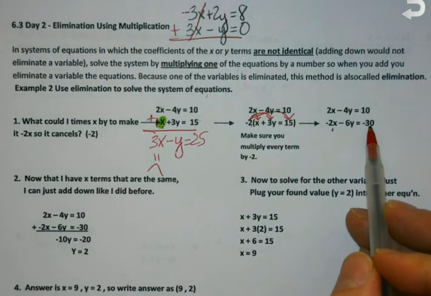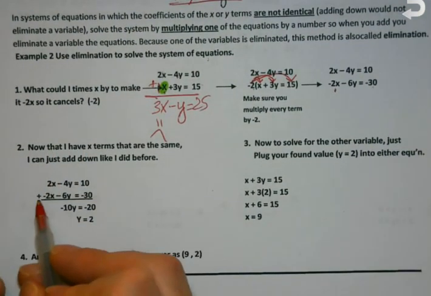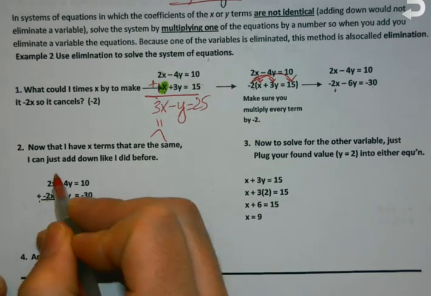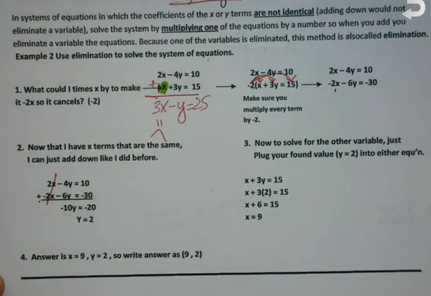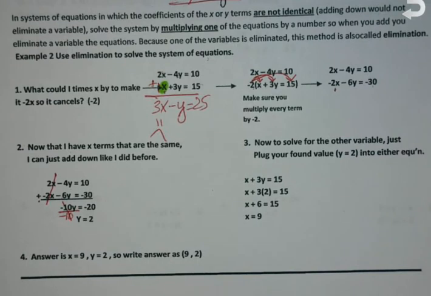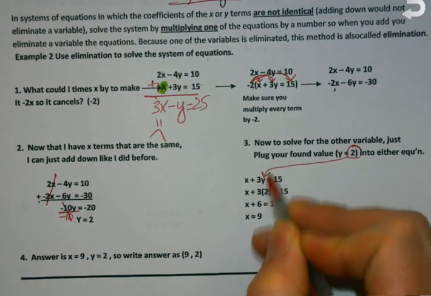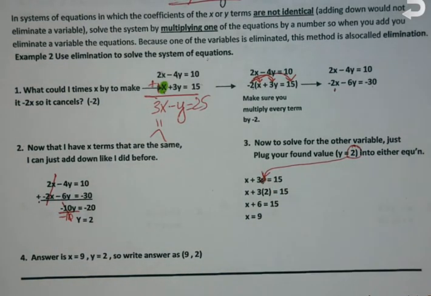And what's nice is, once I distribute and multiply that through, now I can add down. 2x plus negative 2x cancels, like it did yesterday. Negative 4 plus negative 6 is a negative 10y, and 10 plus negative 30 is negative 20. I divide by negative 10, which is my one step to get y alone, and I get my y value. And then, similar to what we did yesterday, I can plug my y value back in to either one of the equations, so I get rid of the y.